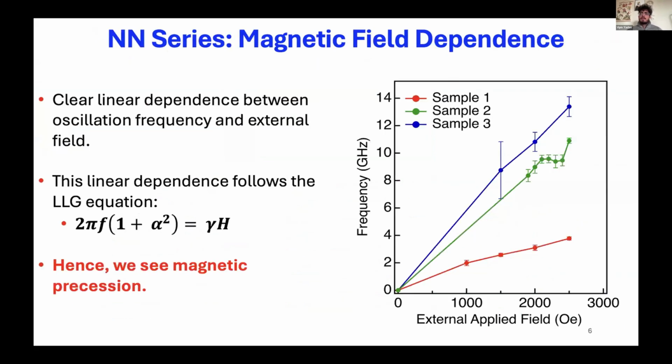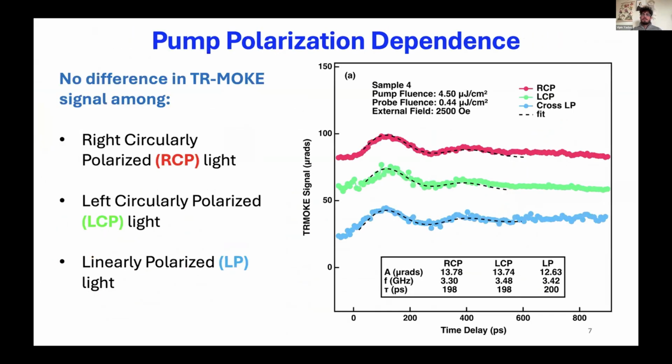We also did magnetic field dependence, where we see that increasing magnetic field increases the precession frequency. And using the LLG equation, we can relate this frequency with the external field. We also did pump polarization dependence, where we used right circularly polarized light, left circularly polarized, and linearly polarized light as a pump beam, and we saw no difference in the TR-MOKE signal.